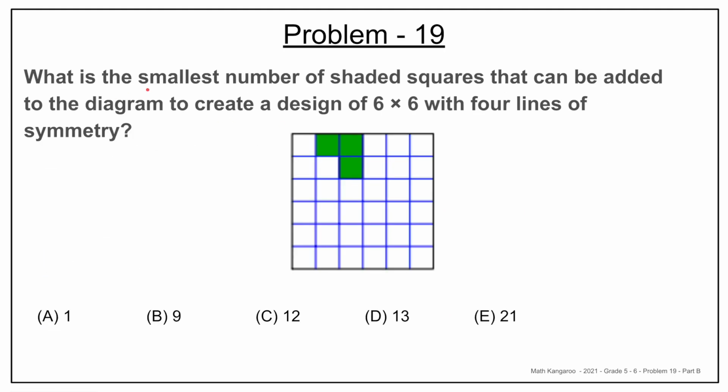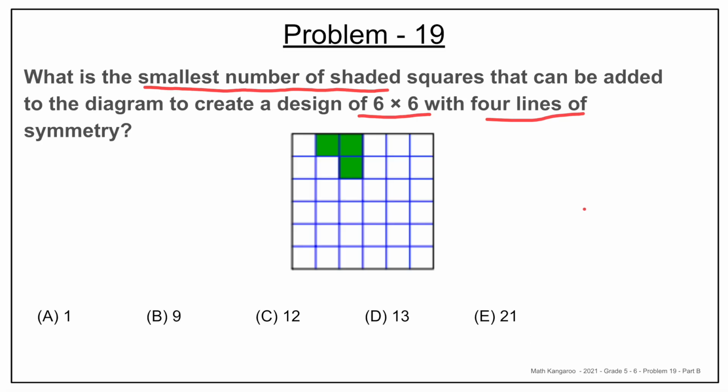Problem 19. What is the smallest number of shaded squares that can be added to the diagram to create a design of 6 by 6 with 4 lines of symmetry? This is our diagram. We have to create 4 lines of symmetry. These are our options. Let us first understand what 4 lines of symmetry means.